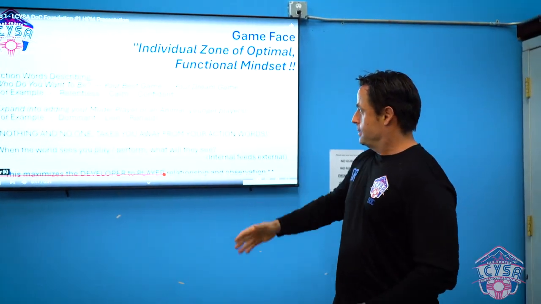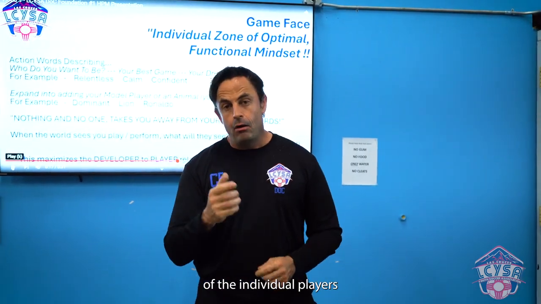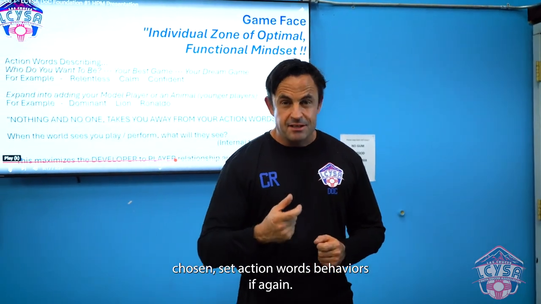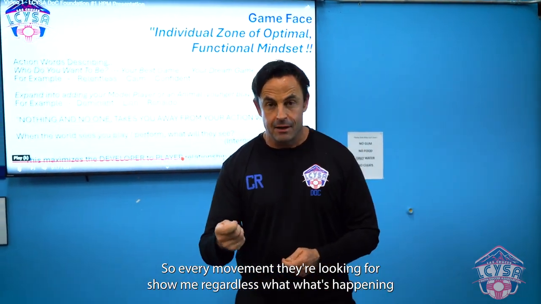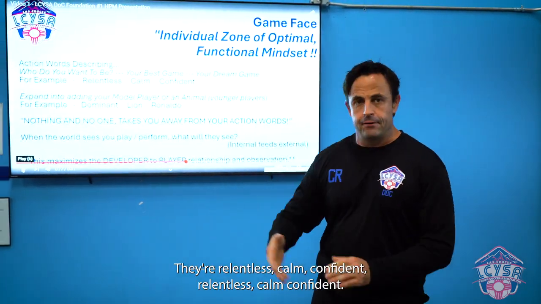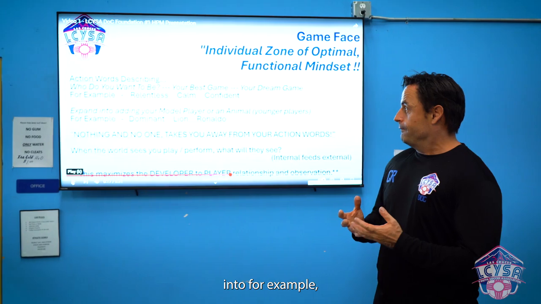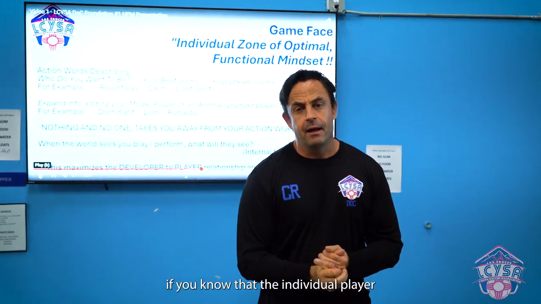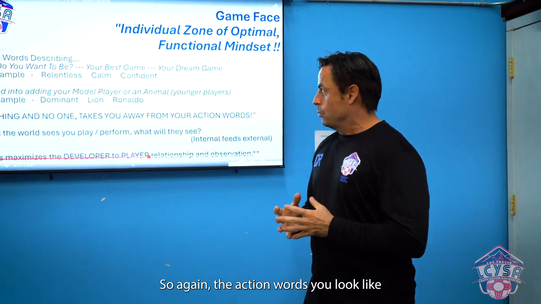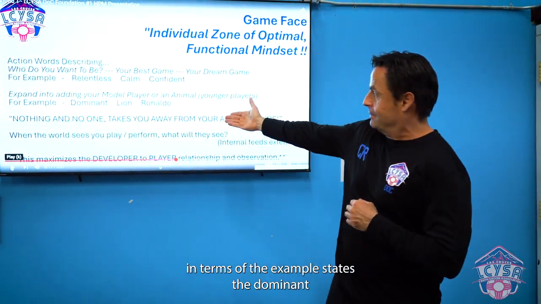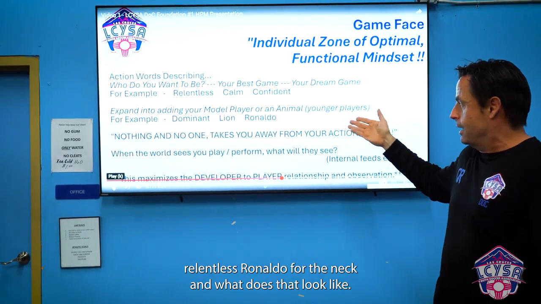So every action, then it becomes the coach. Once the coach is starting to become aware of that individual player's chosen set action words and behaviors, every movement they're looking for, show me, regardless of what's happening. And the example there, relentless, calm, confident. We can even take that, for example, if you know that the individual player's icon or hero might be Ronaldo. So again, the action words, the example states there, dominant lion Ronaldo. So dominant Ronaldo, relentless Ronaldo.